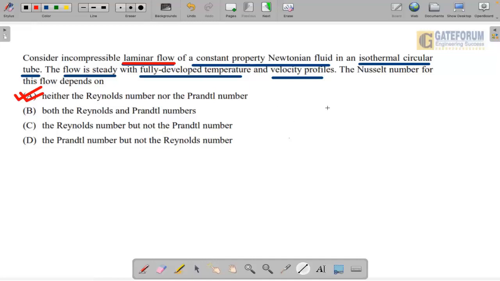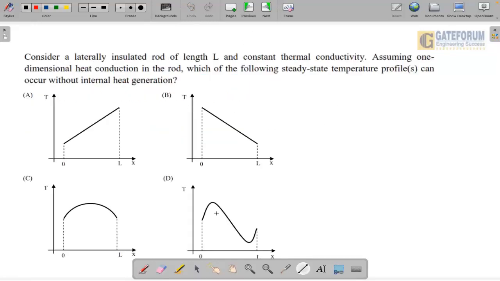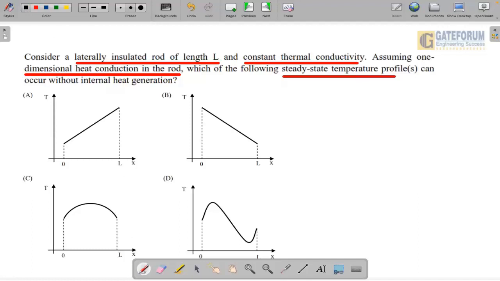Next problem. Given, consider a laterally insulated rod of length L, constant thermal conductivity. Assume one dimensional heat conduction in the rod. Okay, one dimensional heat conduction in the rod. Steady state temperature profile. One dimensional it is written. So guys, we know very well the relation for one dimensional heat conduction.